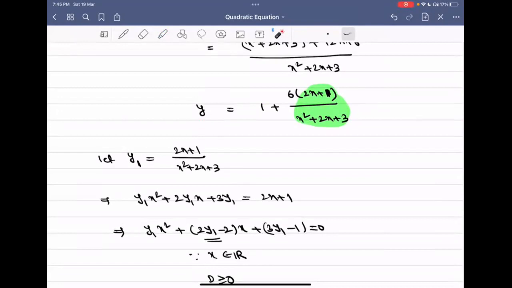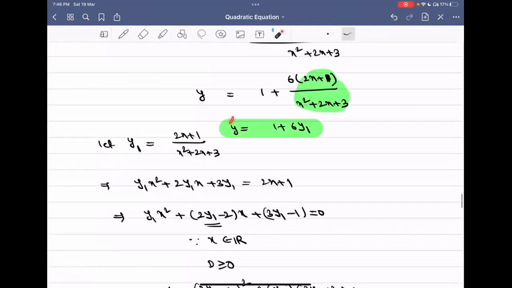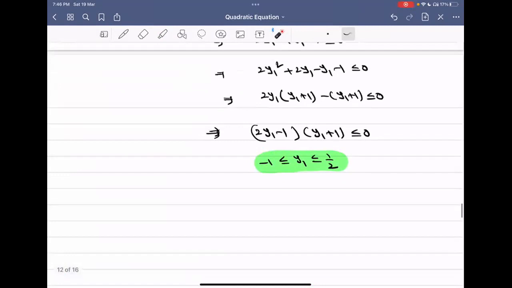Now, if you see, this is equal to 1 plus what we have taken. We have taken this as y1. We consider this as y1. So y is equal to 1 plus 6y1. So we need to find the minimum and maximum value of 1 plus 6y1. That is our original given function. Yes, sir. మనకు y maximum minimum value కావాలి. కాబట్టి y అంటే ఏంటి? 1 plus 6y1 maximum minimum values కావాలి. y1 maximum minimum values వచ్చాయి.